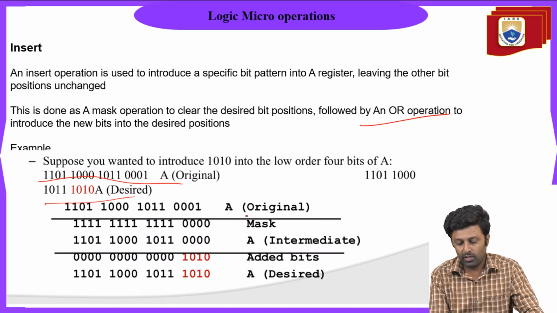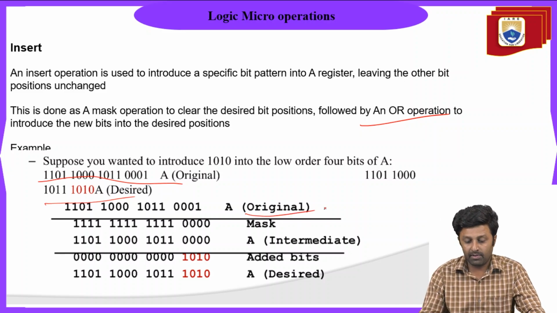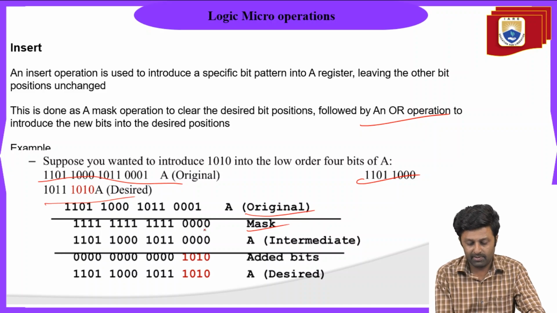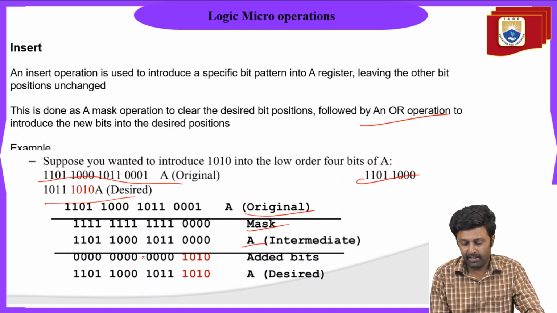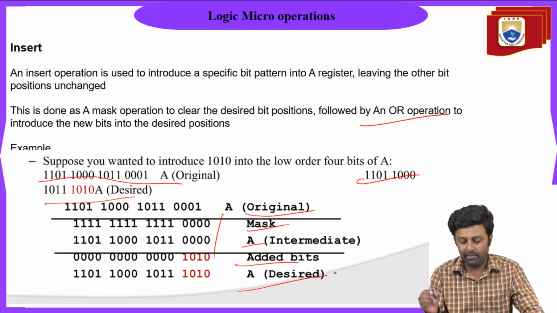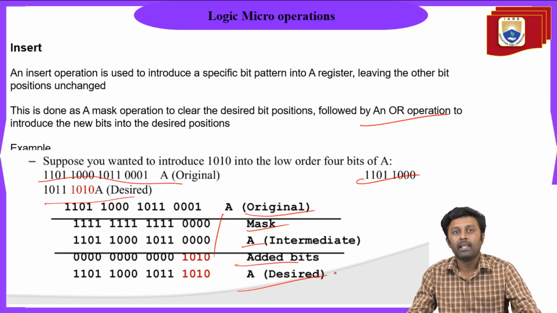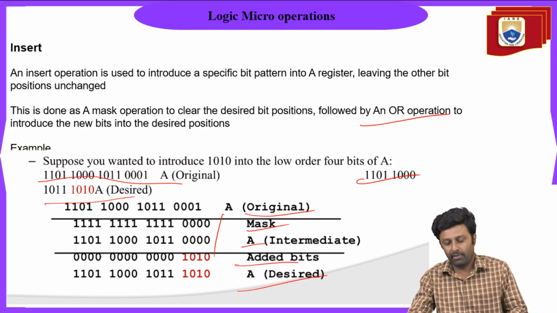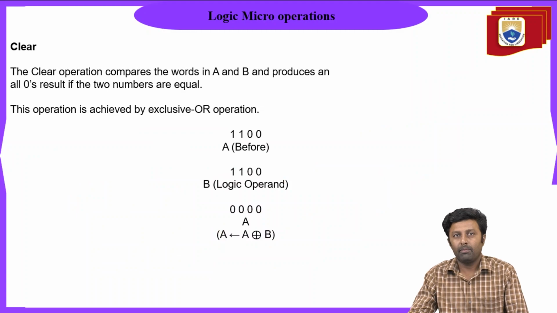So this is the original value, and after we perform the mask operation, here are the mask values: all zeros here, then all ones. Then the intermediate value is obtained. Then these two bits are added here, and at the end we'll get the desired value. So if you want to insert a specific bit pattern, that can also be performed.